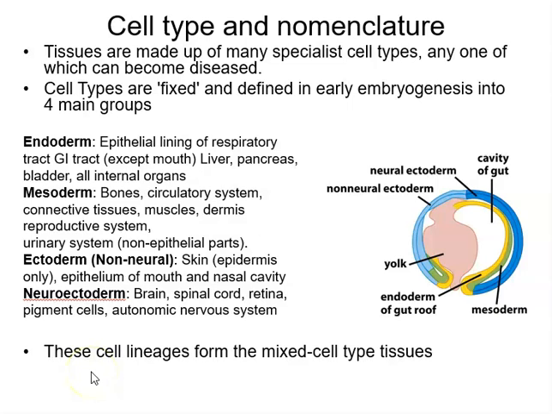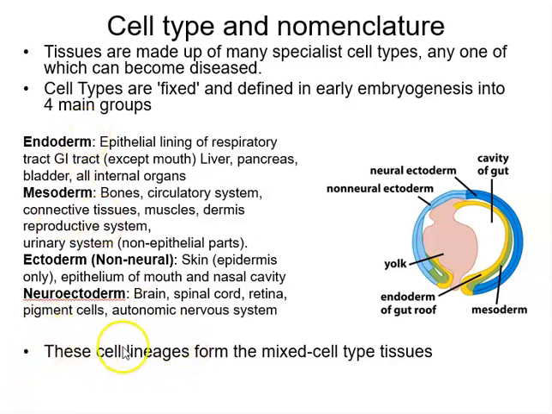And then we've got the neuroectoderm, which results in the brain, spinal cord, a lot of the neuronal support cells, retina, autonomic nervous system, and the pigment cells within skin, the melanocytes. They come from the neuroectoderm. So these pigment cells are often very closely related with neuronal cells.